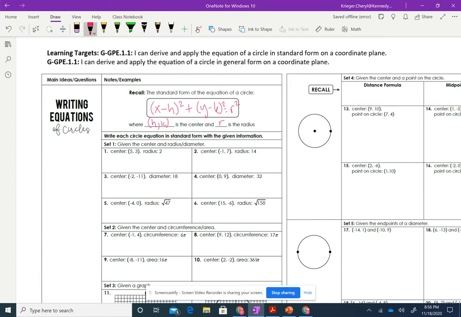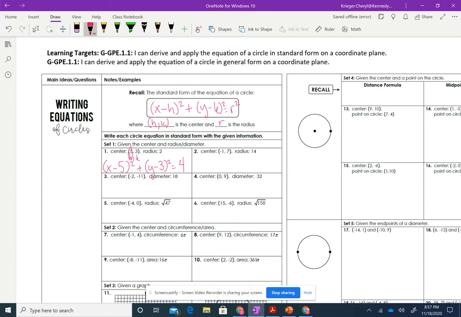So for questions 1 through 6, it says write the equation of a circle in standard form given the center and the radius. So for number 1, the center is (5, 3), so h is 5, k is 3, and my radius r is 2. So if I'm plugging it into the formula, it's (x - 5)² + (y - 3)² = my radius squared. But instead of 2 squared, I'm actually going to write 4.